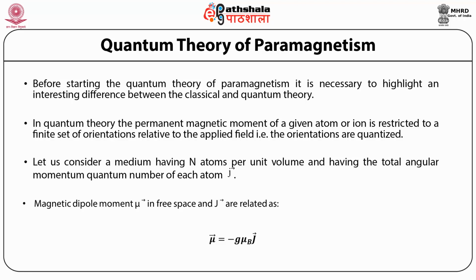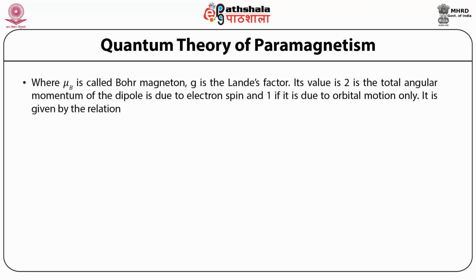Orientation is restricted as per the condition of quantum mechanics, where mu B is the Bohr magneton and g is the Landé g factor. Its value is 2 if the total angular momentum of the dipole is due to electron spin, and 1 if it is due to orbital motion only. So g comes out to be 1 plus J into J plus 1 plus S into S plus 1 minus L into L plus 1, over 2J into J plus 1.